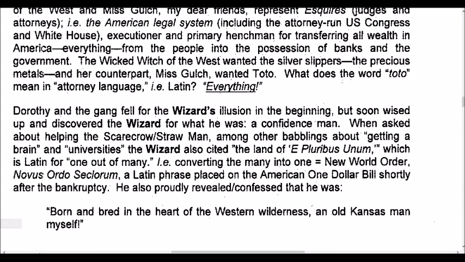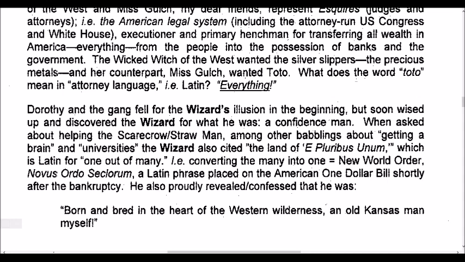Dorothy and the gang fell for the wizard's illusion in the beginning, but soon wised up and discovered the wizard for what he was, a confidence man. When asked about helping the Scarecrow, or Straw Man, among other babblings about getting a brain and the universities, the wizard also cited the land of E pluribus unum, which is Latin for one out of many. Let's say converting the many into one equals New World Order, Novus Ordo Seclorum, a Latin phrase placed on the American $1 bill shortly after the bankruptcy.